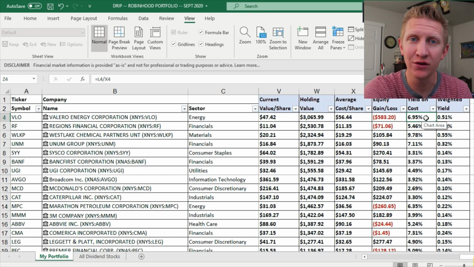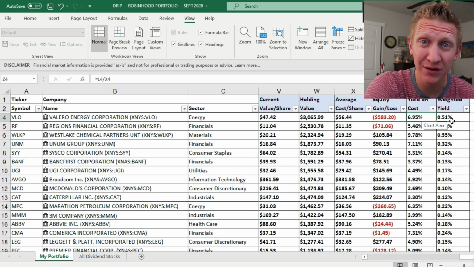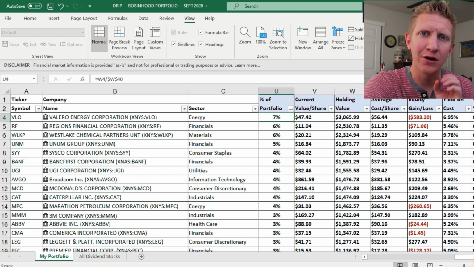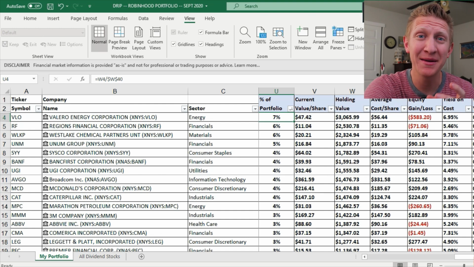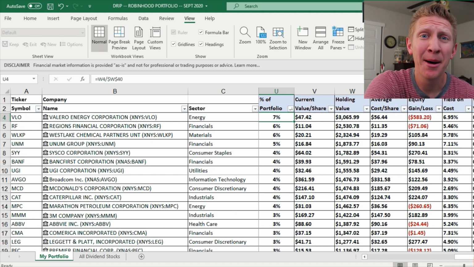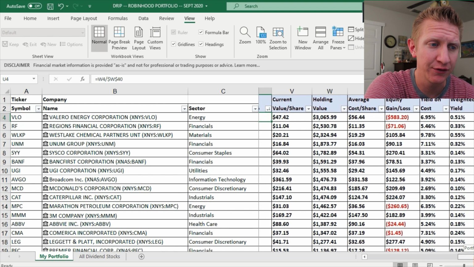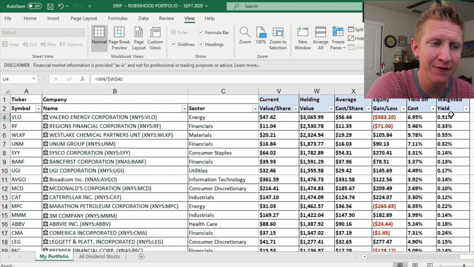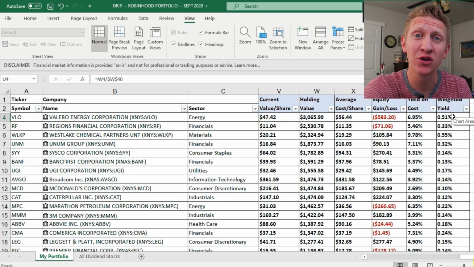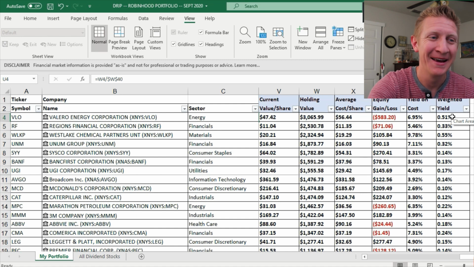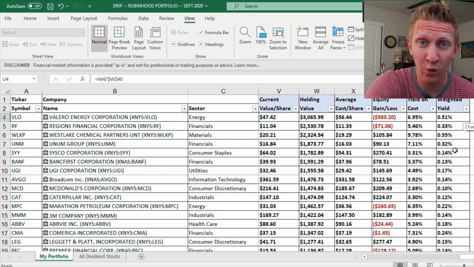And then what you have to do is take a weighted yield. So after you get the yield on cost, you have to multiply that by the percentage of the portfolio. In this case, that yield 6.95% multiplied by 7%. And that gives you a weighted yield, if you scroll over here, of 0.51%. And you do this for every single one of your holdings. If you've only got like 3 or 4 holdings, this is very simple. But if you've got 35, well, then Microsoft Excel is your best friend. You just copy the formula down and you take all those yields and you add them together, the weighted yields.